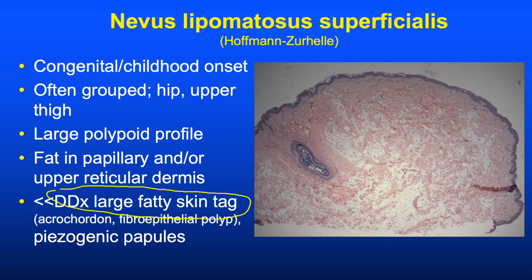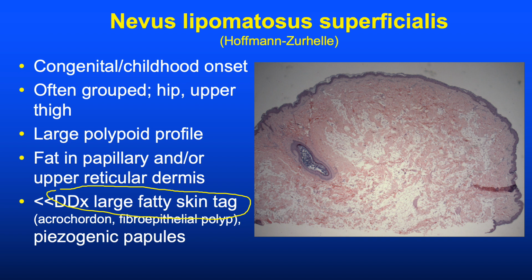Okay, we sometimes put them in our pathology reports as acrocordon or fibroepithelial polyp to sound a little more sophisticated, but these are all names for skin tags, which are incredibly common and often incredibly annoying to patients. They want to have them removed. So large skin tags often have a fatty core, and we can't really reliably distinguish large fatty skin tags from nevus lipomatosis.